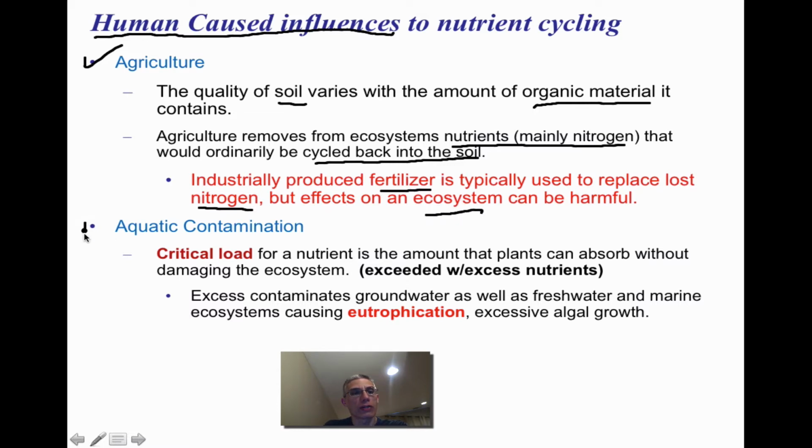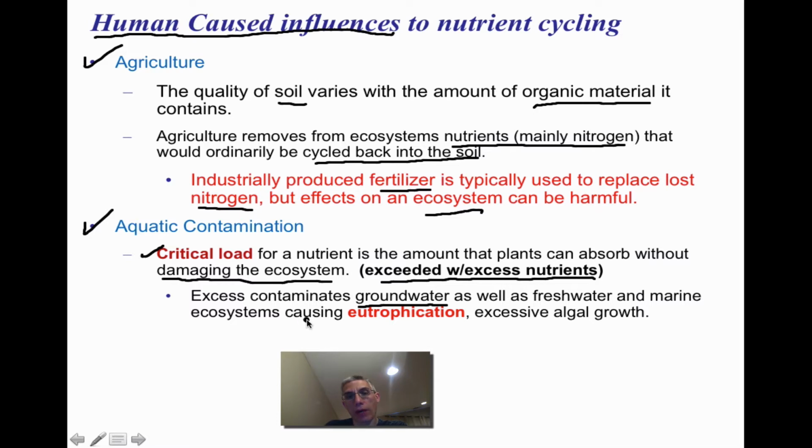Now, we also talk about something called aquatic contamination, and sometimes we use the phrase critical load for a nutrient that we're looking at because it is the amount that the plants can actually absorb within that aquatic ecosystem without damaging the ecosystem. And the unfortunate thing is, oftentimes it is exceeded with excess nutrients that possibly could be found on land, but then due to runoff, makes its way into an aquatic ecosystem.